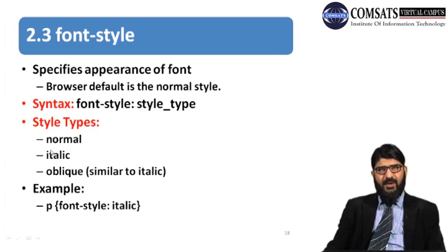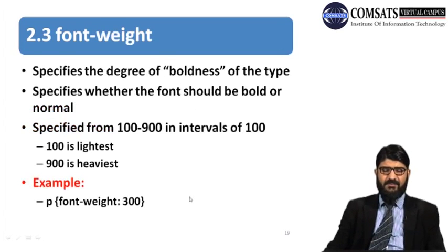Now what is the example of font style? If you do consider P and then font style and then colon and then the value of the property font style is written, that is italic. The next attribute for font properties is font weight. Font weight basically mentions about the degree of boldness of the particular type of the font.